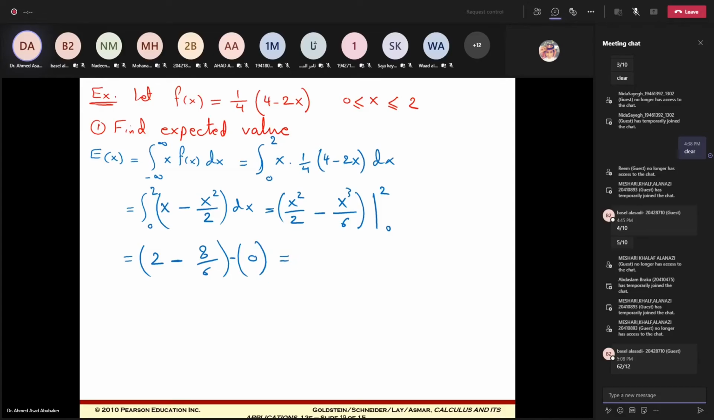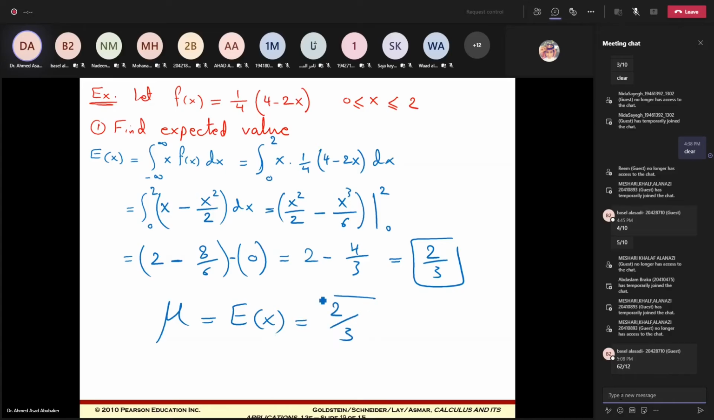So we have 2 minus 4 over 3 after dividing 8 and 6 by 2. 2 equals 6 over 3 minus 4 over 3, this is 2 over 3. This is the expected value. Mu, the mean or expected value, is equal to 2 over 3. Okay, any question?